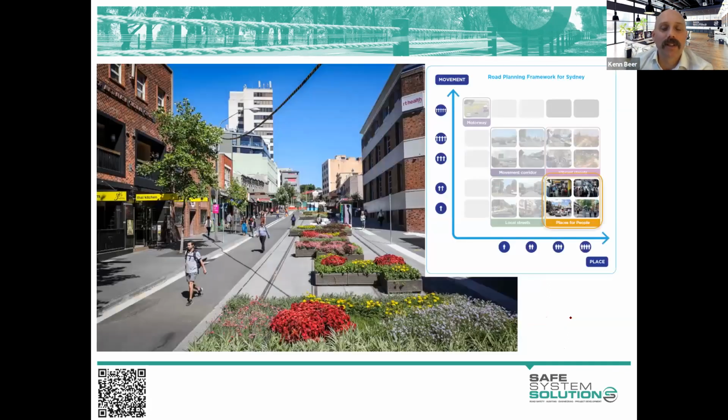So what I'm going to do is just jump through a few of these categorizations and talk about how you might get high alignment with safe system principles, while acknowledging that movement and place function of that area. So you see, with these places for people, you have the ability to blanket speeds down, heavily restrict vehicle access, and the like. You can plant them out.